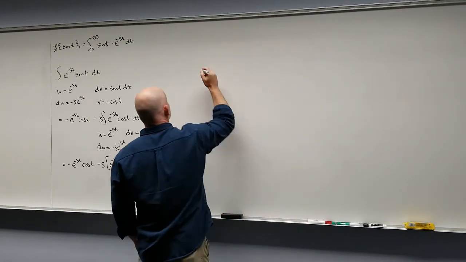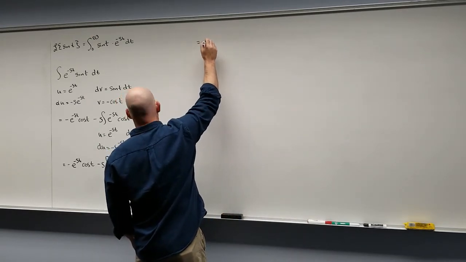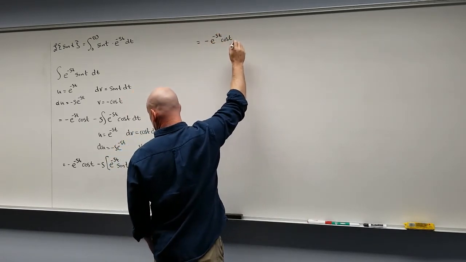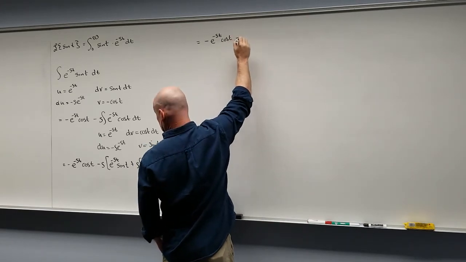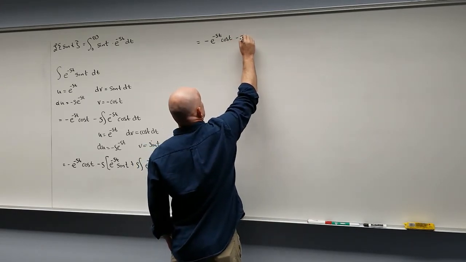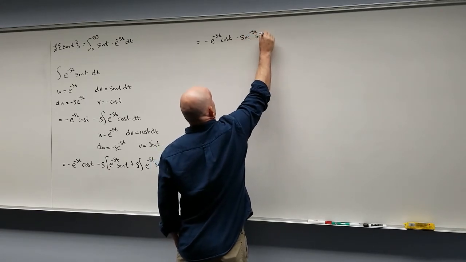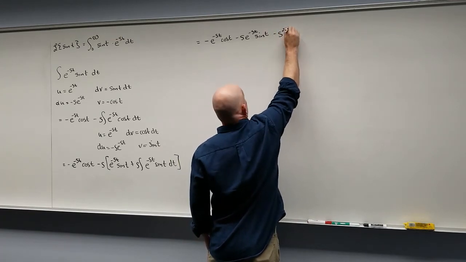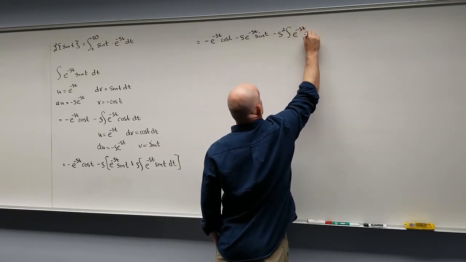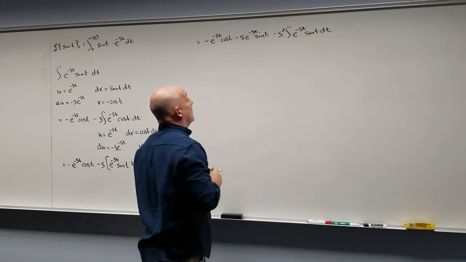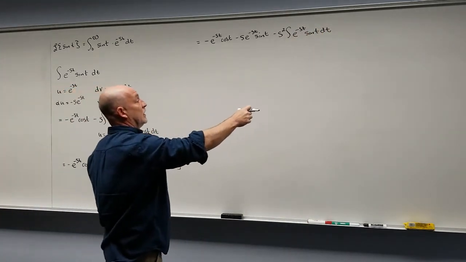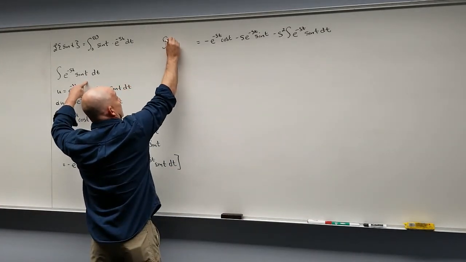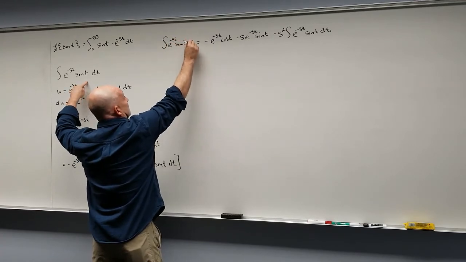So let's go ahead and distribute that. So this is equal to negative e to the negative st cosine t minus s e to the negative st sine t minus s squared integral e to the negative st sine t dt. All right, now notice on the far end here, we ended up with the exact integral that we started with. And remember, that's actually what's on this side of the equation, negative st sine t dt.